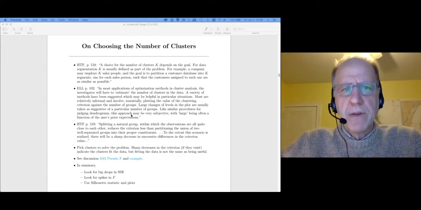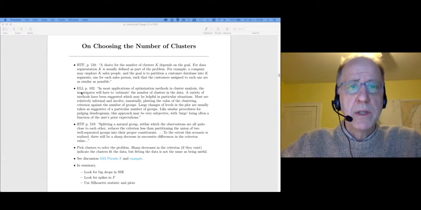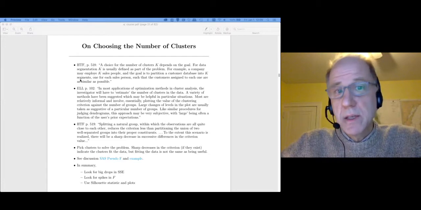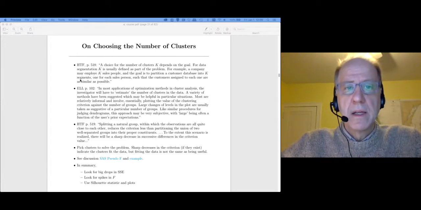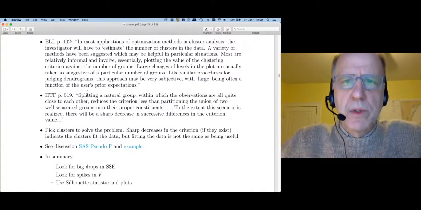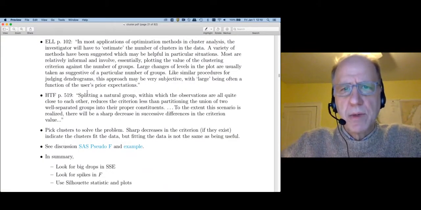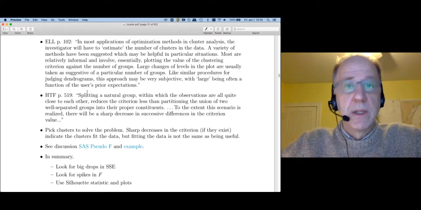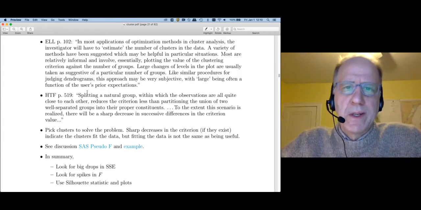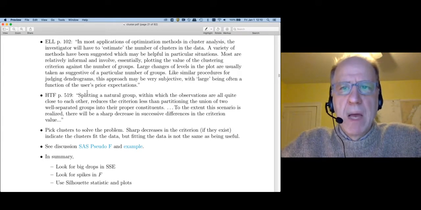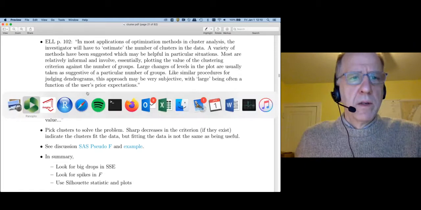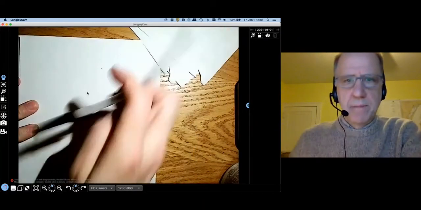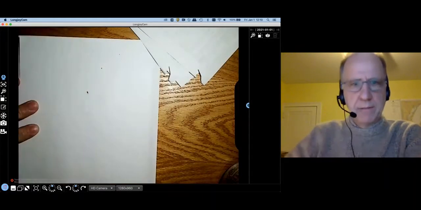So I've gone to my favorite books on how to choose the number of clusters. HTF, of course, is Hastie, Tibshirani, Friedman's book. ELL is the Everitt cluster analysis book. You can read through the quotes in detail on your own, but basically what they say is compute the clustering criterion, so that's the sum of squared errors, for various cluster solutions in your ballpark, and look for a big drop. So just to illustrate this, let's go over to my document camera for a second.